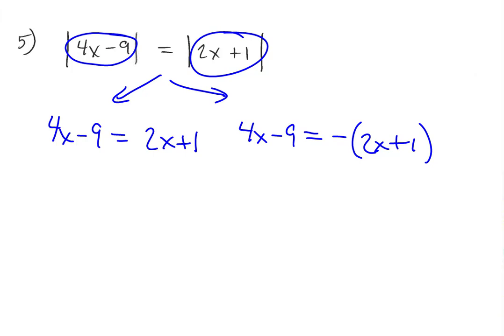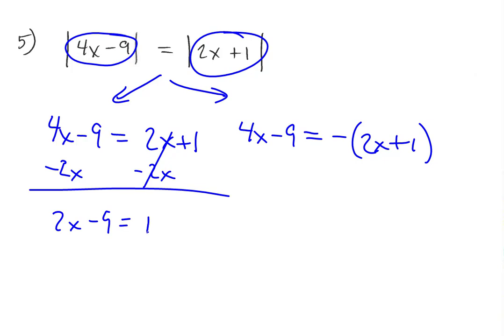Once we do the splitting with the positive and negative, we simply solve these simpler equations, and so we'll go ahead and subtract 2x from both sides. I'm working on the left side one here first. That would give us 2x minus 9 equals 1. Of course, you could add 9 to both sides now and get 2x equals 10, in which case x would equal 5. That's one of our solutions.